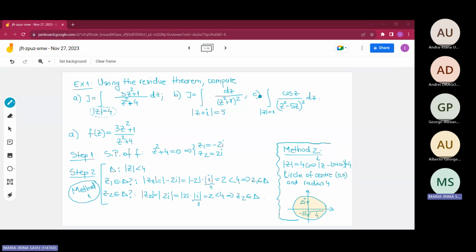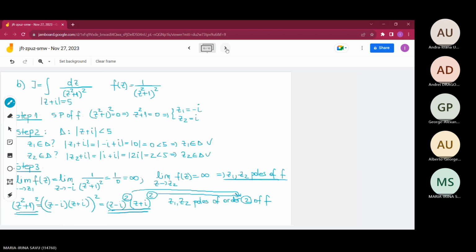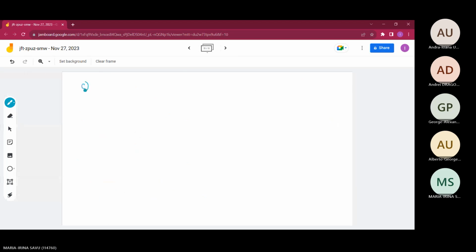So, did you succeed in solving point C? Let's take a look at the solution of point C. Let's denote this integral by I, and let's denote the function by f of z. Go to step 1.